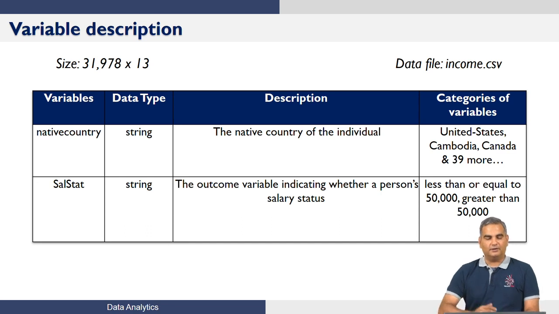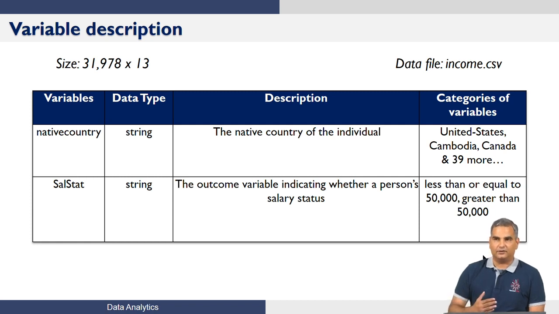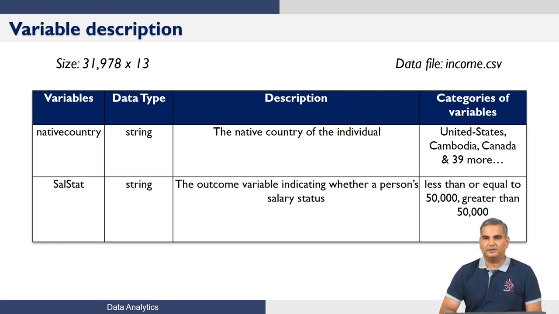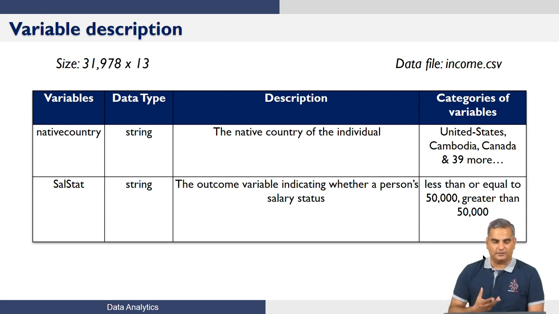So, basically what we have here is a binary classification problem, where there are 2 categories, less than or equal to 50,000 and greater than 50,000, and based on the feature set that we have, we have to build a classifier that will be able to tell us, once we get a new customer and we put the features of that new customer into the system, information about salary status.